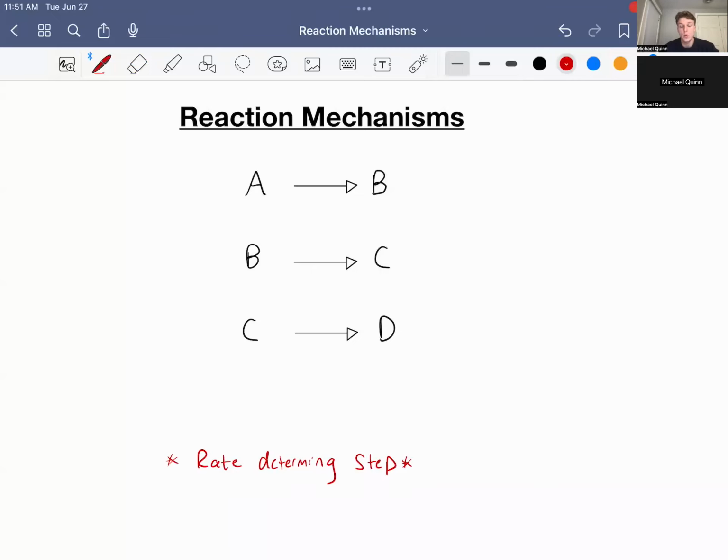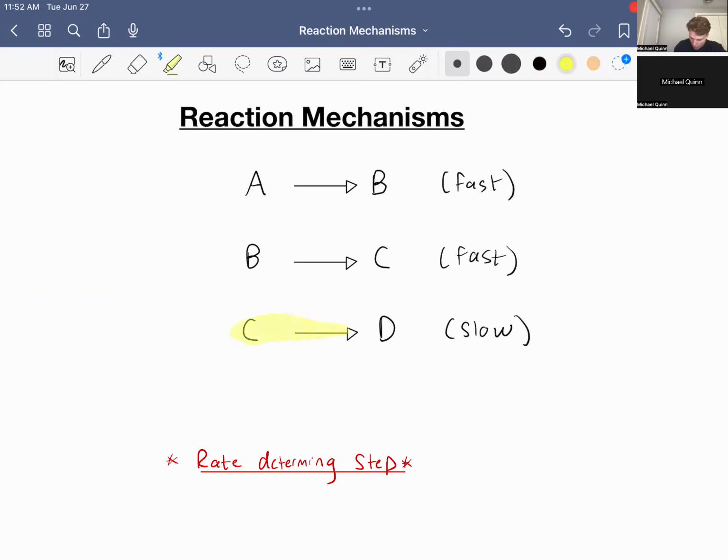That slow step, or the slowest step of a reaction mechanism, is your rate determining step, meaning it determines the rate because the reaction will be waiting on that slow step in order to proceed. So what we can do, maybe this step of the reaction is fast. Maybe this one also proceeds fast. So A going to B happens quite quickly. B going to C is also pretty fast, but maybe this last step, C converting to D, is our slowest step. This step right here will be our rate determining step because it is the slowest step.